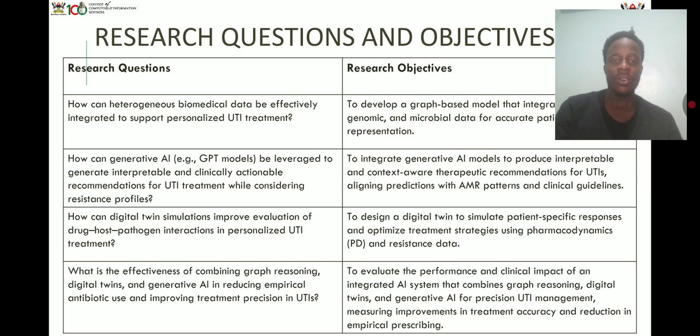Then the other question is, how can digital twin simulations improve evaluation of drug-host-pathogen interactions in personalized UTI treatment? The objective is to design a digital twin to simulate patient-specific responses and optimize treatment. The other question is, what is the effectiveness of combining graph reasoning, digital twins, and generative AI in reducing empirical antibiotic use and improving treatment precision in UTIs? The objective is to evaluate the performance and clinical impact of an integrated AI system that combines graph reasoning, digital twins, and generative AI for precision UTI management.